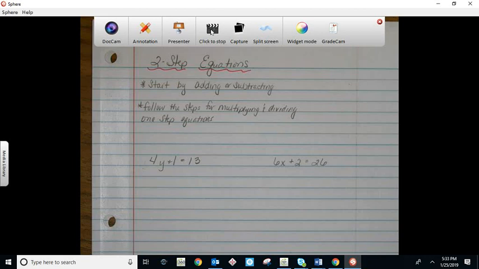Alright, so I'm doing this video for two-step equations. We wrapped up with our one-step equations, and now we're going to build on those. Your two-step equations are basically a combination of both of them. We're going to start by adding or subtracting, and then follow the steps for the multiplying and dividing one-step equations. I'm going to walk through 4 with you, and then I'm going to have you try 4 on your own. Okay?